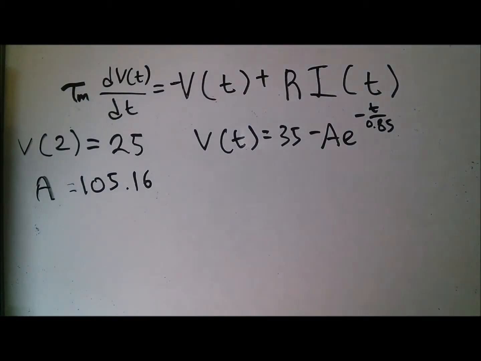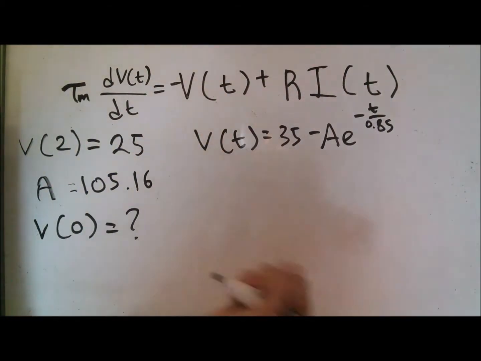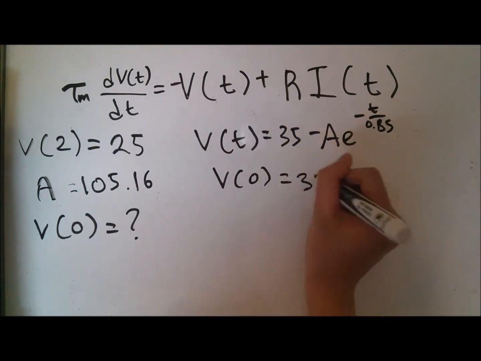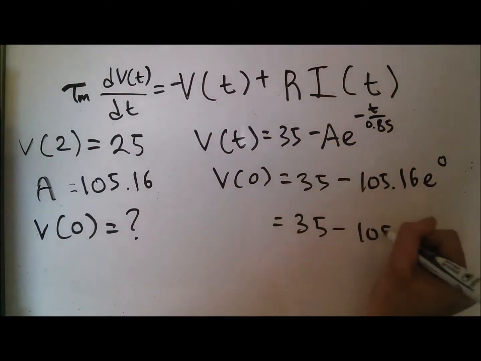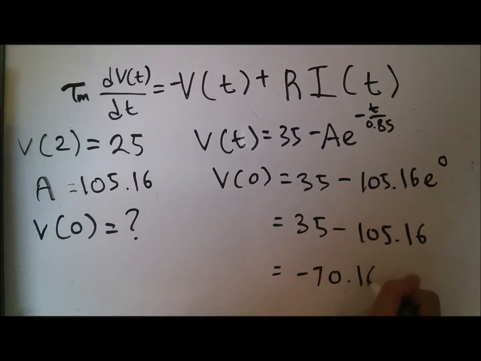Finally, we can solve for the initial membrane potential. After subbing in A equals 105.16 and t equals 0, we find that the initial membrane potential was negative 70.16 millivolts.